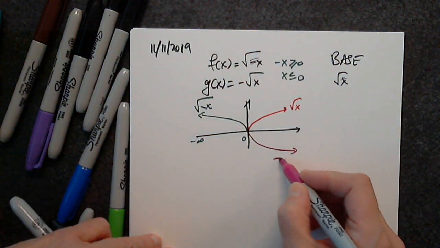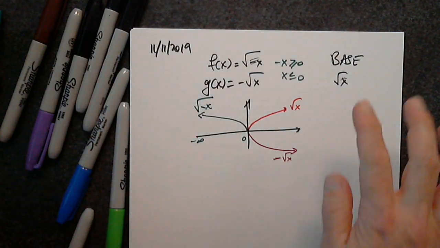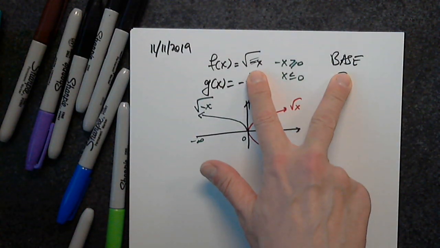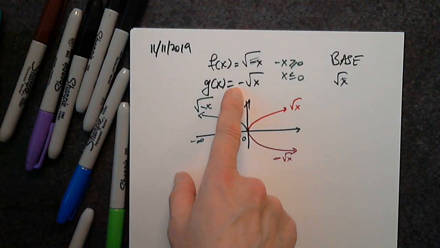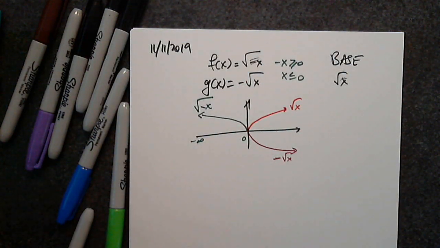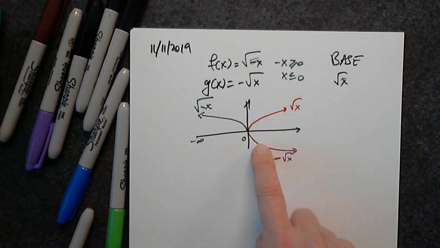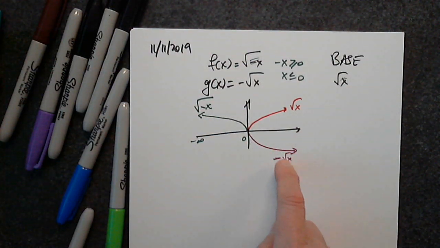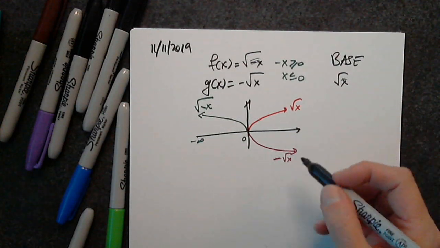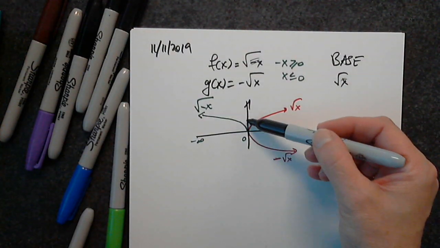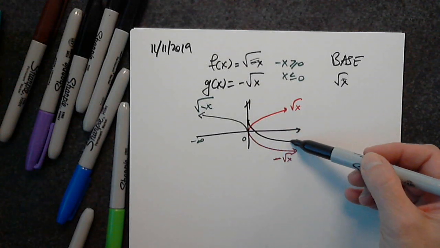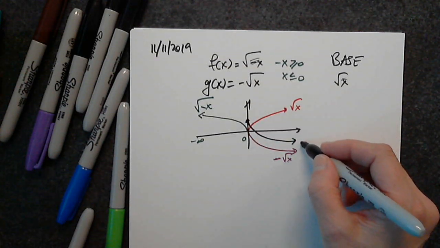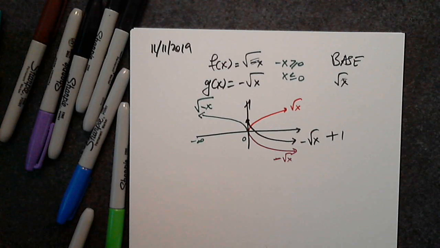We're multiplying all y values now, not the x values. The x's are the same. X's are not touched by anything. The symbol is outside, so it reflects with respect to the x-axis. So this one is a reflection with respect to the y-axis, and this one is a reflection with respect to the x-axis. And if you take g of x and add a 1 to it outside the radical? Yes, then the entire graph moves up 1. So it will be this. So this will be negative the square root of x plus 1.